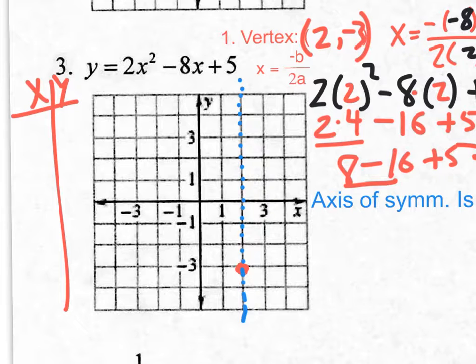1 and 0. So I'm going to pick 1 and 0. I'm going to go with 0 first because it's the easiest, and then 1. Now, if I plug in 0, I could actually do that in my head. By the way, whenever you plug in 0, you always get this c value.